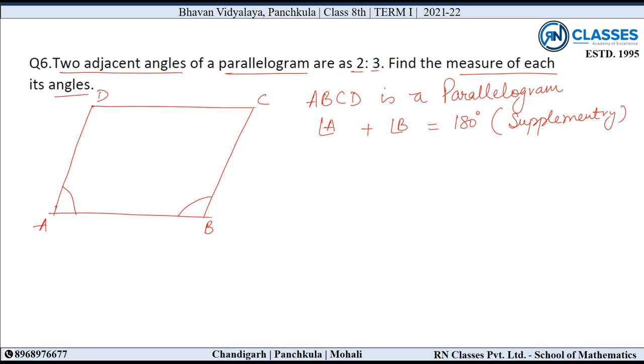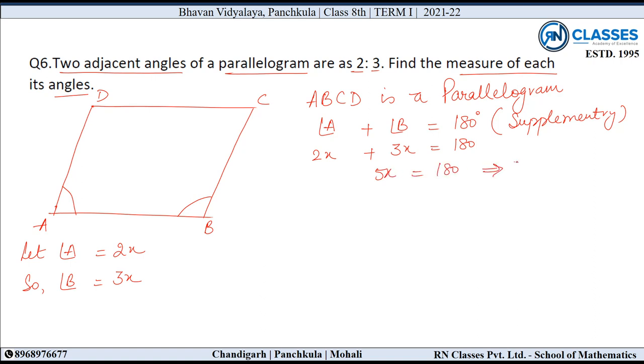What do we do? Angle A and angle B are in a ratio. So let angle A be equal to 2x. Right, the ratio is given. So what will angle B be? Angle B would be 3x. Right, angle A is 2x, angle B is 3x. Both sum up to 180. So 5x is equal to 180.